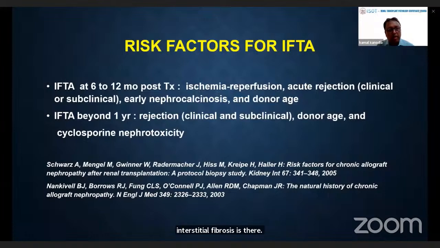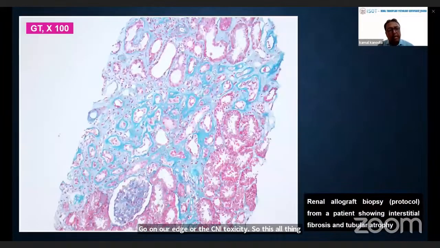So this is a study by Nankivell and Schwarz et al. They found that for IFTA at 6 and 12 months post-transplant, the risk factors are ischemia reperfusion injury, acute rejection, clinical or subclinical, early nephrocalcinosis, and donor age. And IFTA beyond 1 year could be associated with rejection, donor age, or CNI toxicity. So all these things can lead to IFTA in the graft. Here you can see interstitial fibrosis with tubular atrophy without inflammation.